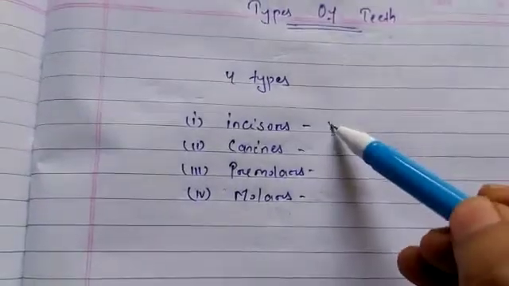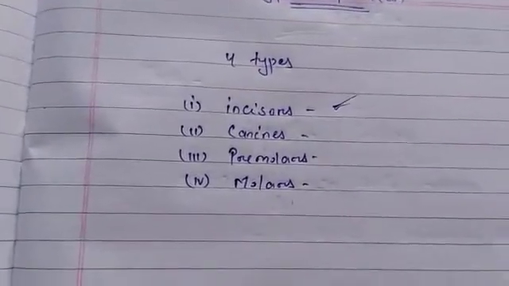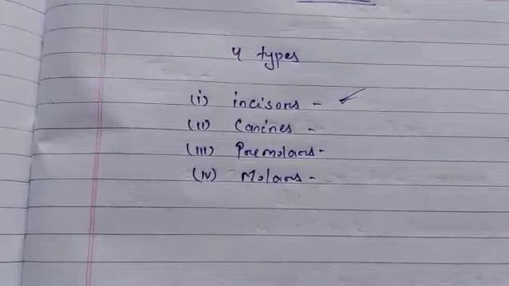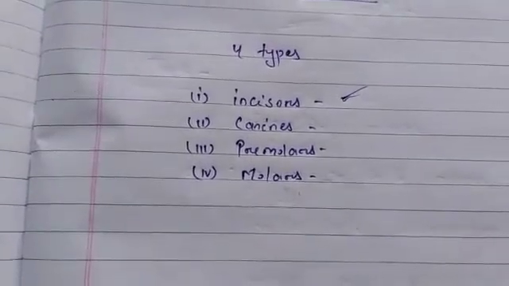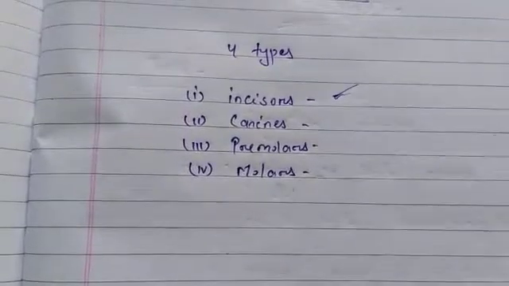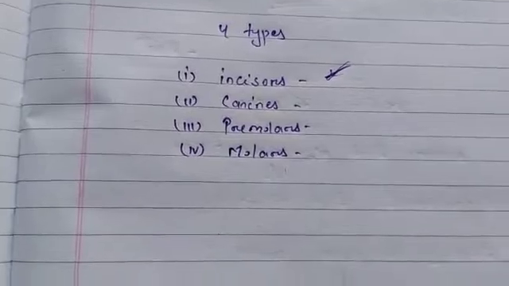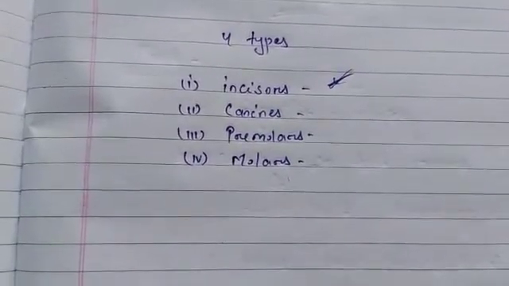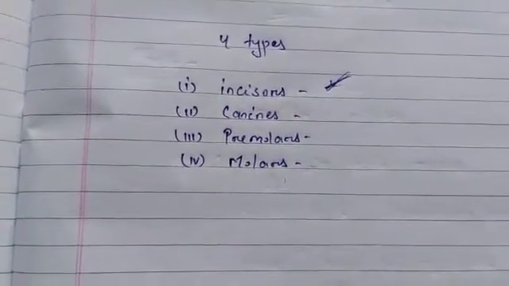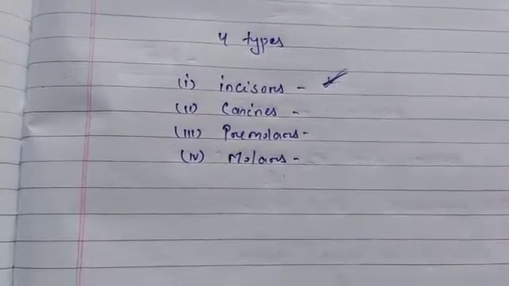The first type is the incisor teeth. These are chisel shaped teeth found in the front of the jaw, and these are called incisors. They help in cutting and biting the food. We have 4 incisors in the upper jaw and 4 in the lower jaw. That means a total of 8 incisors, and the main function of the incisor is cutting and biting the food.